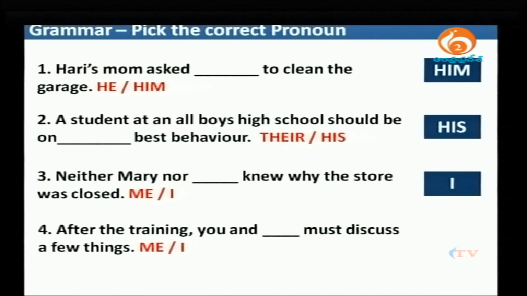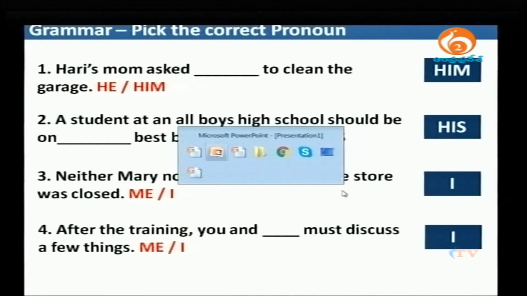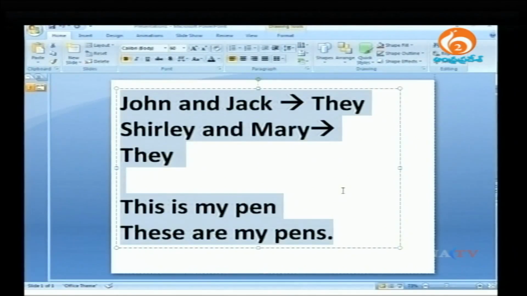After the training, you and Dash must discuss a few things. Here, the correct answer is I. It's not me. It's not you and me. It's you and I. This is one common mistake a lot of people make.